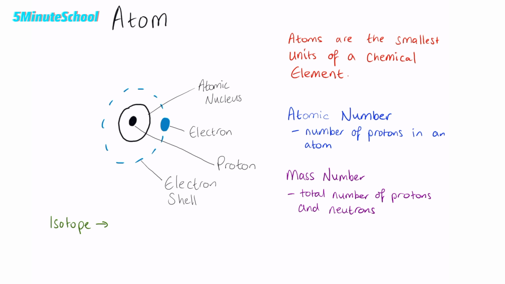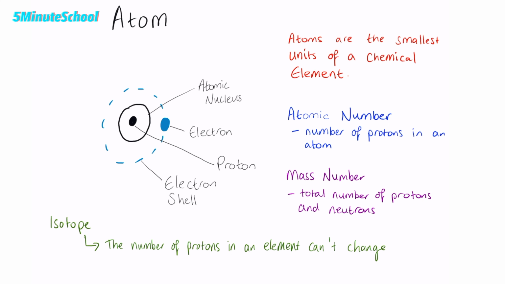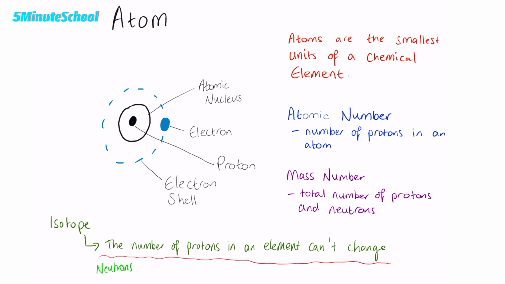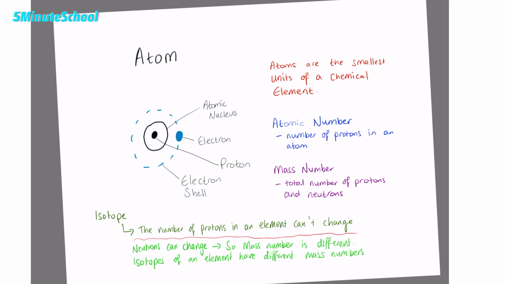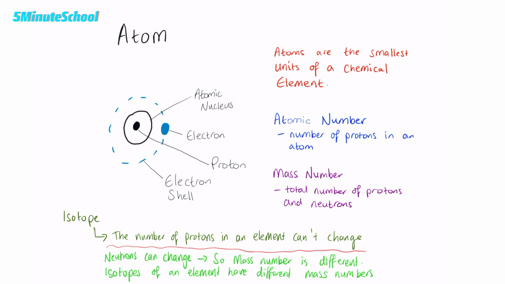Generally speaking, the number of protons in an element will always remain the same. However, the masses can be different, so the number of neutrons present may change. An isotope of any element is one which has the same atomic number, of course, because the proton number doesn't change, but the mass number may be slightly different. The mass number is different because the number of neutrons is different. Some isotopes are important, especially the radioactive ones, and they have important uses which I won't go into in this video, but isotopes of elements have different mass numbers.